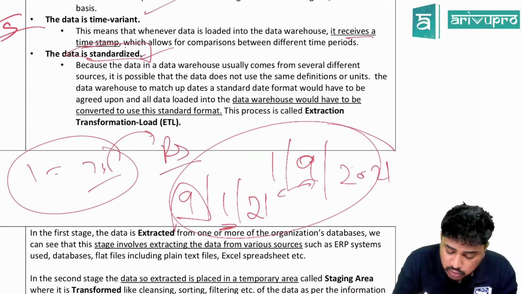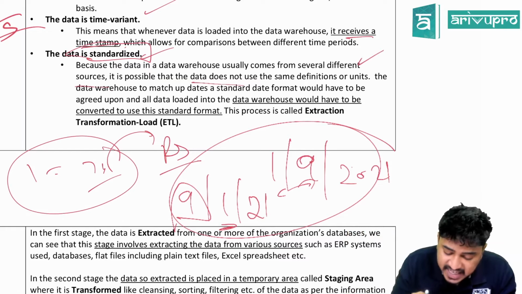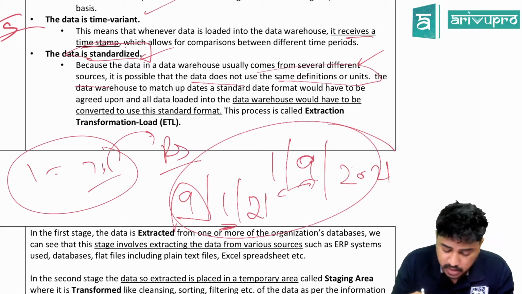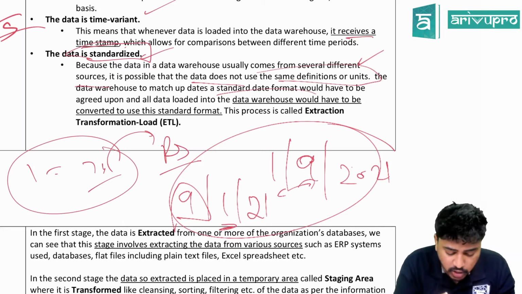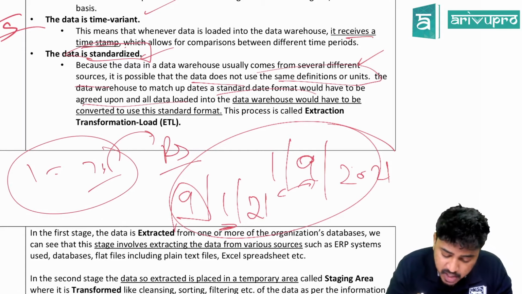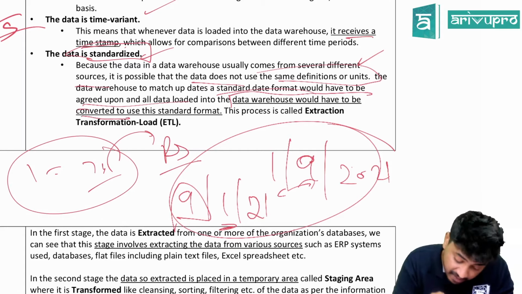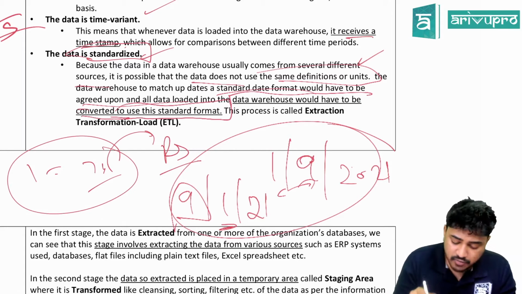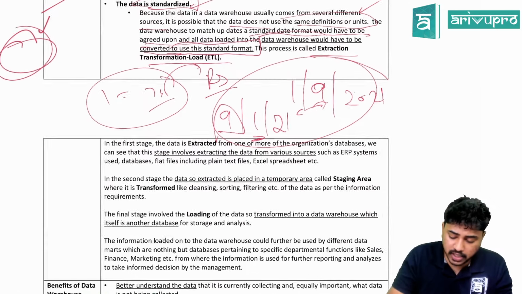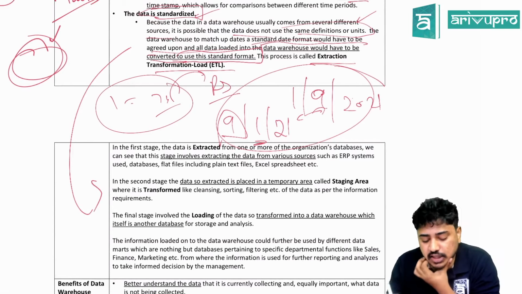Because data in the warehouse usually comes from several sources, right? It's possible the data does not use the same definition. The data warehouse should match up these standard date formats and agree upon all the data loaded, so that the data warehouse does not have to convert it. It should use a standardized format. This is called extraction, transformation, and loading, right? Let's see in this what is extraction, transformation, and loading.